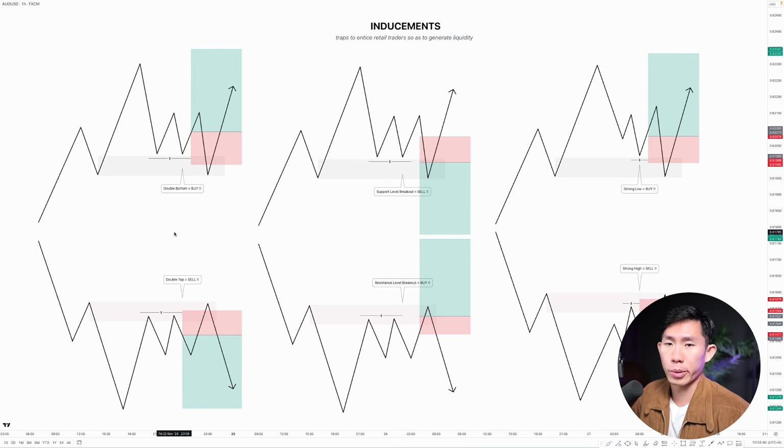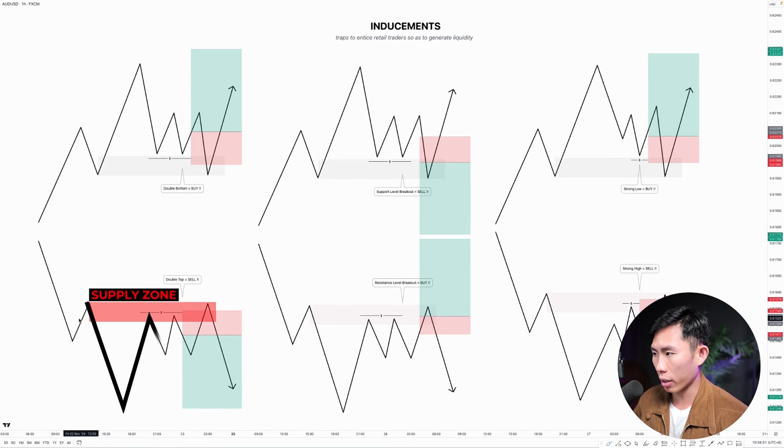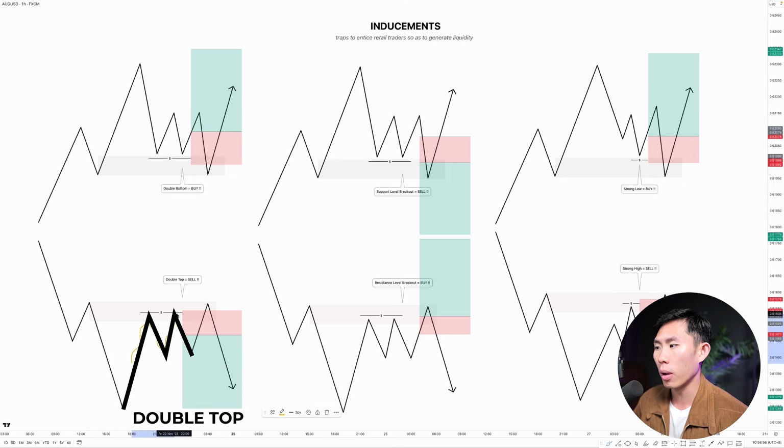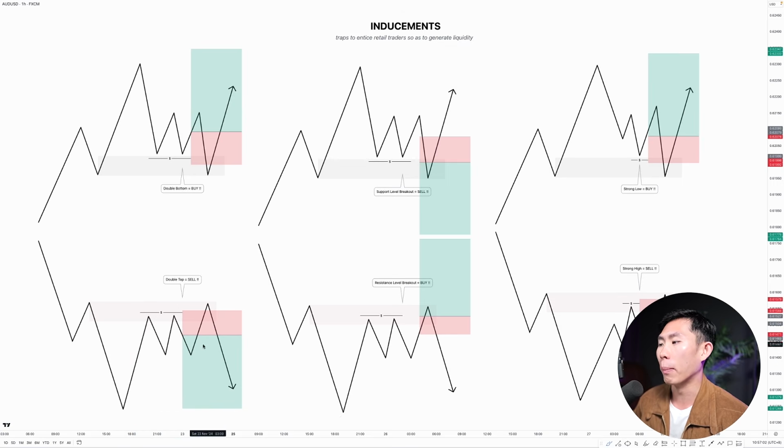Now let's look at other types of inducements. So in this bearish scenario right here, we have price pulling back to this supply zone that we have right here. And the minute price actually mitigates this supply zone, it forms a double top. Once again, when retail traders see this double top chart pattern, they're going to think, you know what, I'm going to enter for a sell right here and place my stop loss above this double top. Only for price to later go up there, sweep the available liquidity above this double top before going back down.